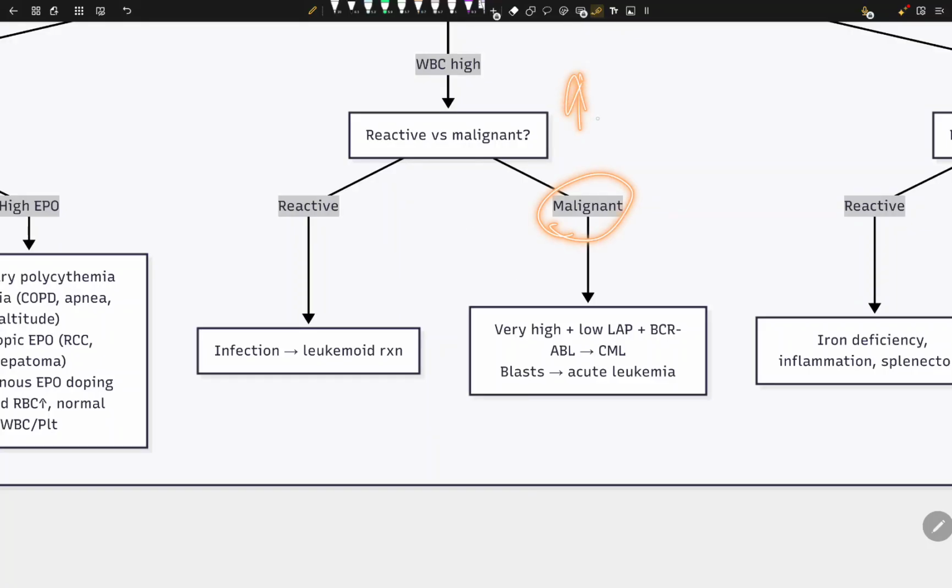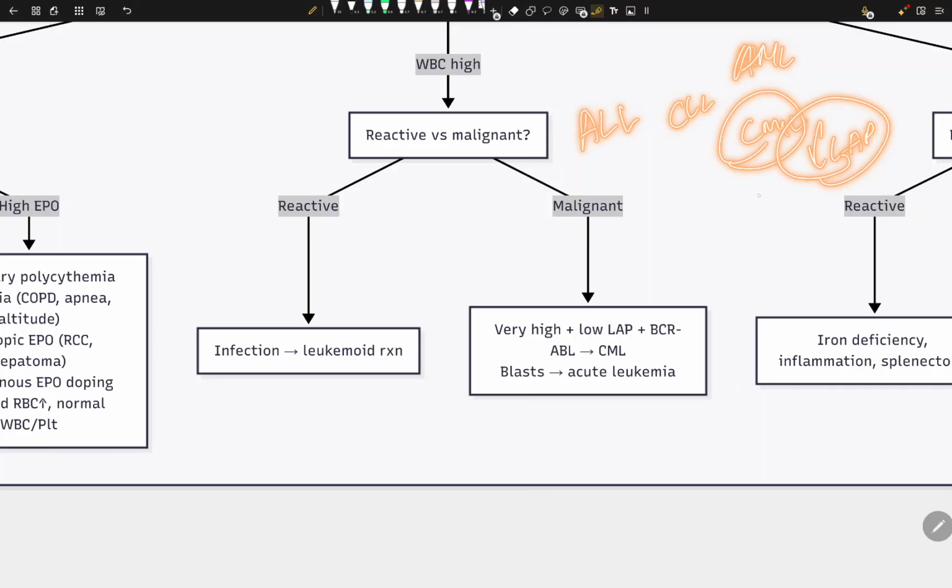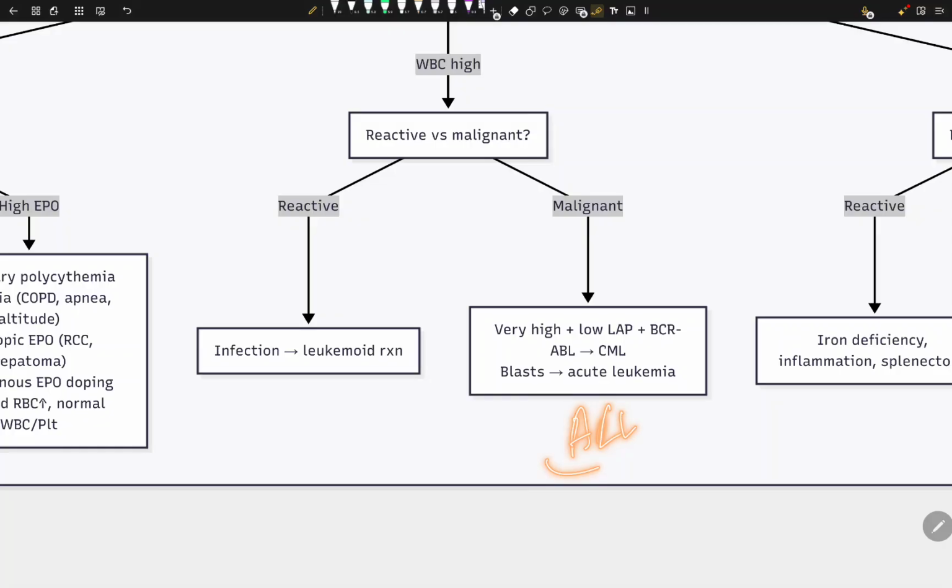So we have malignant WBCs, we have very high WBCs, low LAP, and BCR-ABL mutation, we have CML, right? So we have ALL, we have CLL, we have AML, we have CML. In CML, we have low LAP, plus we have a soup of promyelocytes, myelocytes, blasts, everything is up, right? So everything is up, very high, low LAP, and we have CML. If the blasts are more than 90%, we can say acute leukemia, right? So again, I'm going to say ALL, we have this more than 90%. Oh, we have leukemia.